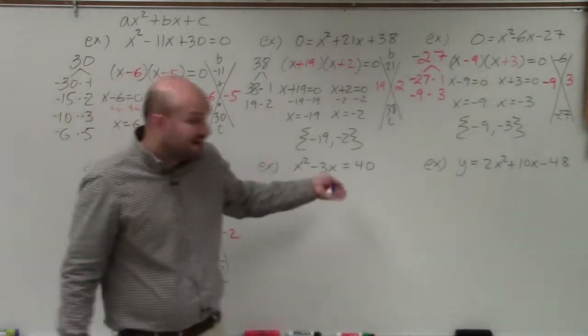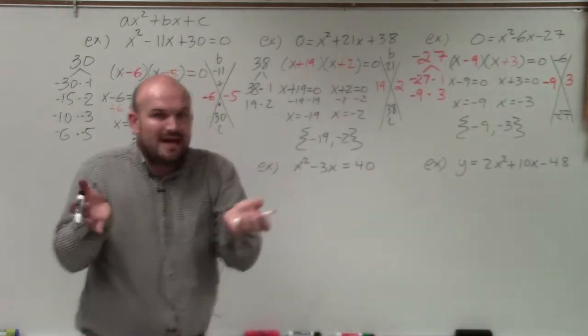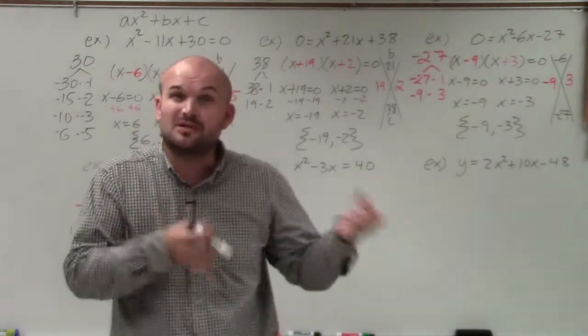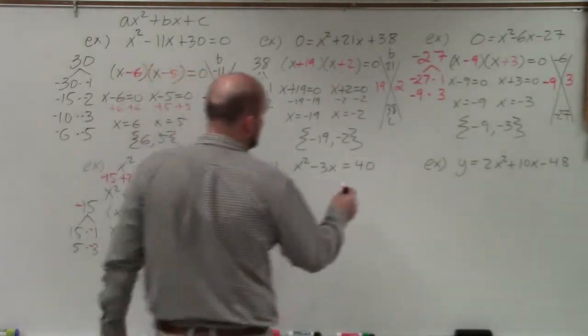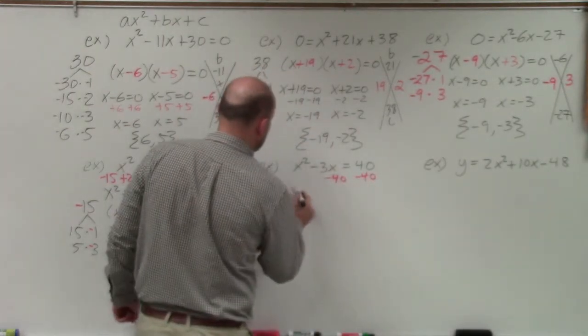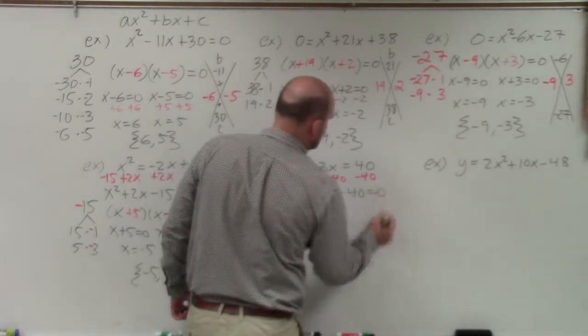Over here, again, I have my variables on the left side, but I still have them equal to 40. Having an equation equal to 40 is not going to help you. It has to be equal to 0 so you can apply the zero product property. So I'll subtract 40, and I obtain x squared minus 3x minus 40 equals 0.